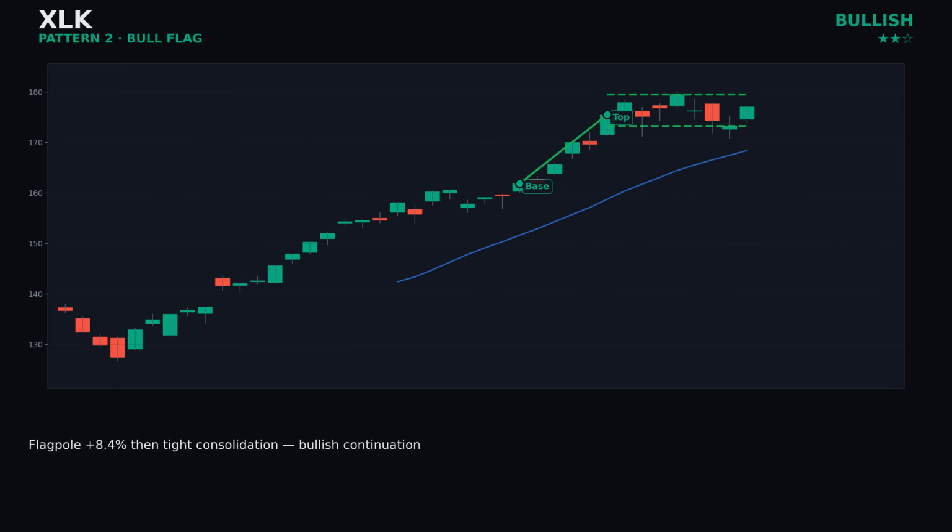Pattern number 2. This is the bull flag. It's a bullish formation with 2 out of 3 strength. Flagpole plus 8.4%, then tight consolidation. Bullish continuation. You can see on the chart exactly where the key swings line up. That's what confirms the structure, not just my word for it. The textbook measured move projection is plus 8.4%. That's the typical rally once the pattern fully completes. It's a guide, not a guarantee, so we still need our SL in place.